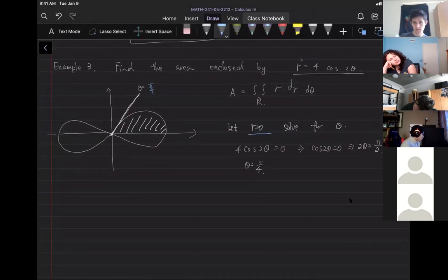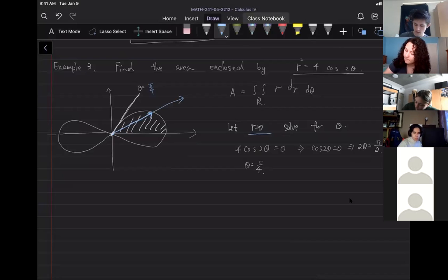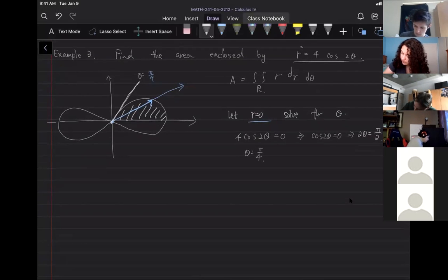Okay, how about r? For r, I always like to draw a ray. So you can see r from what to what? 0 to the square root of 4 cosine 2 theta. Yes, correct. Okay, so now let's set up our integral. The area equals the integral of theta from 0 to pi over 4. Actually, this is A1. At the end, we need to multiply by 4. So A1, A2, A3, A4, like this.